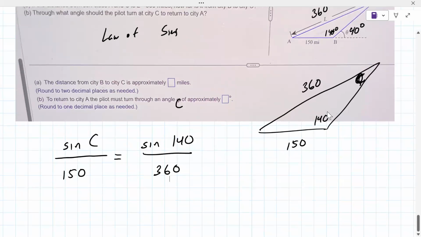All right. And you might wonder, why aren't we finding this first? It's because we can't, because we don't know this angle right here. If we did know this angle, we would find that side first, which is odd, that they would ask you for this out of order, but that's what they've done here.